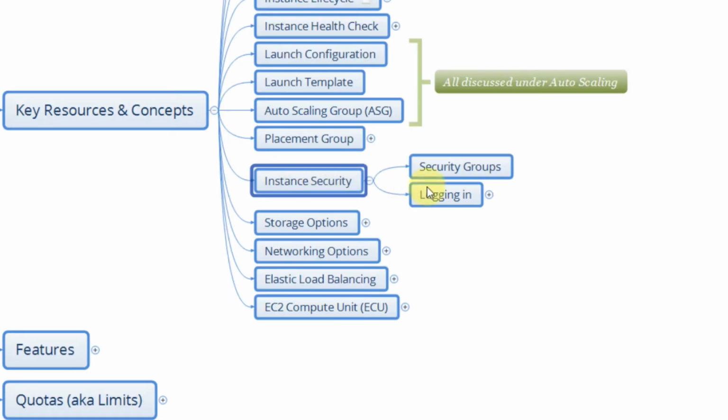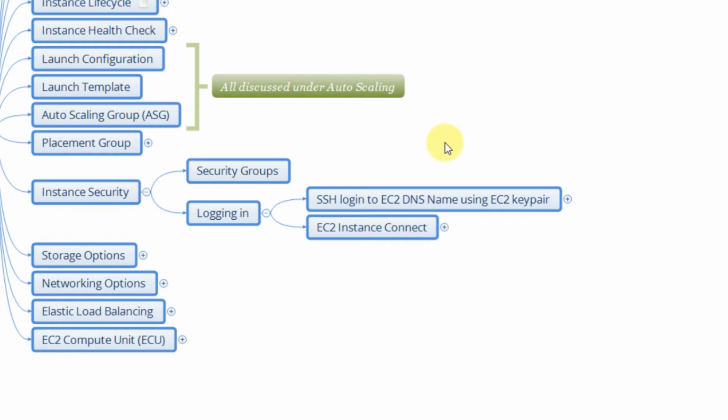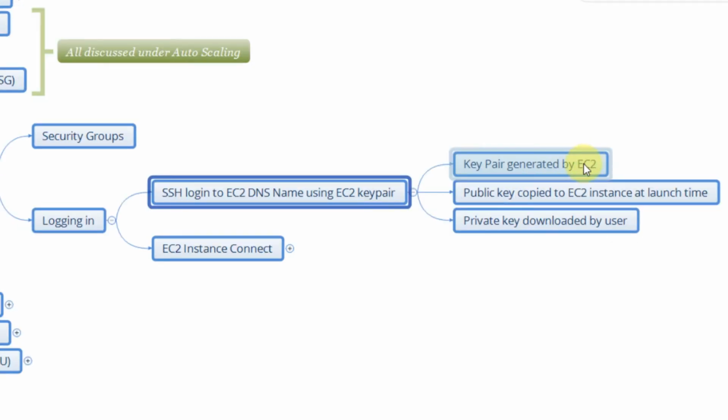Now, instance security, there's 2 aspects to it. Security groups are like a software firewall. In terms of logging into an instance, there's 2 ways to do that. You can do an SSH login to the DNS name for an EC2 instance using what's called a key pair. It's a PKI based public private key pair. This key pair is generated by EC2, and the public key is copied to the instance at launch time, and the private key is downloaded by the user, and this private key is used to do the SSH login.